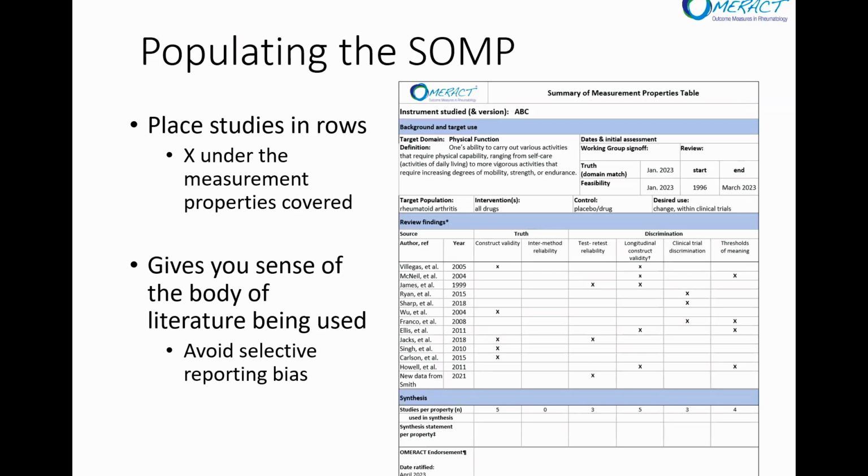And then start putting X's in each of the cells under the measurement properties that were reviewed in each of those studies. So it gives you already a sense of the body of literature that is going to be used in your decision-making and where there are actually any gaps. And the first thing it's doing already is avoiding some selective reporting bias, because you've done a search, you've done your selection process, and now you can start to see the lay of the land where all the evidence should be.